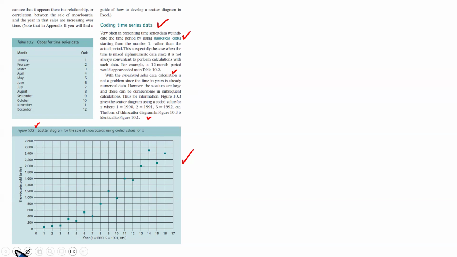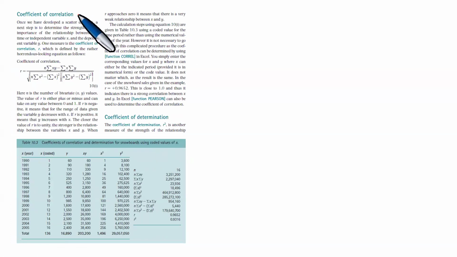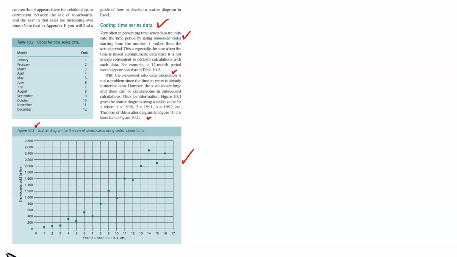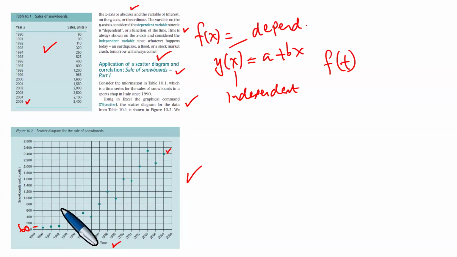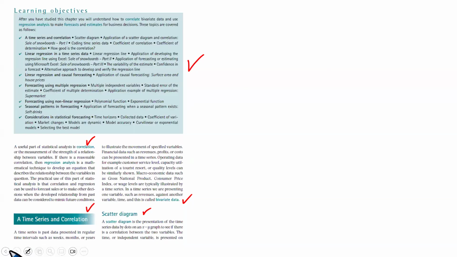I want us to moreover discuss the idea of what we call the coefficient of correlation, because very often, if we suspect there's correlation in relation to regression analysis. We said that if there is a reasonable correlation, a pattern, then regression analysis comes in.